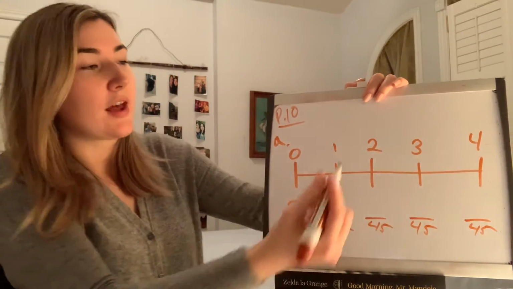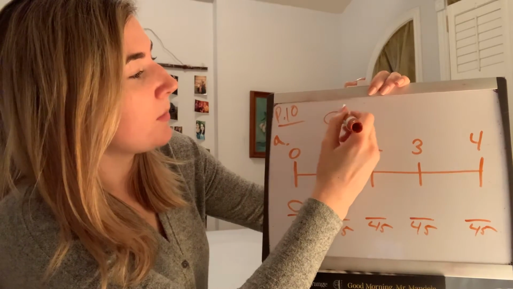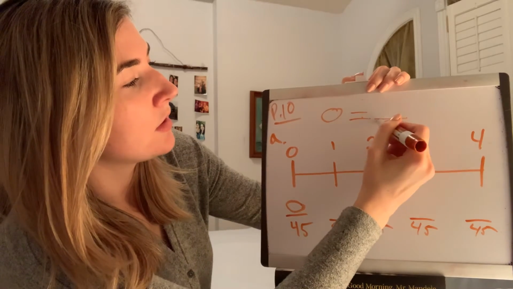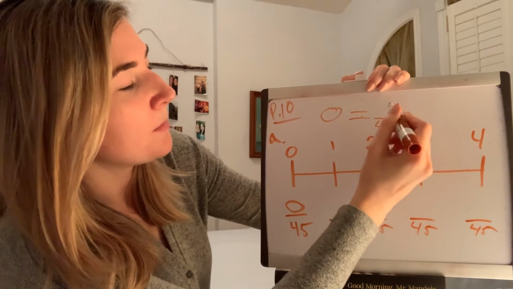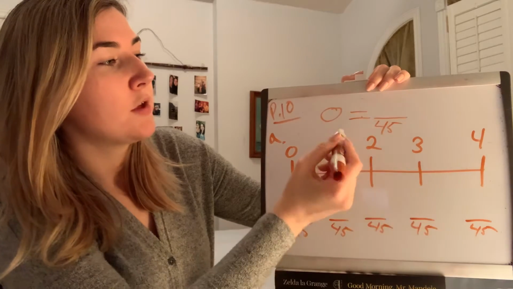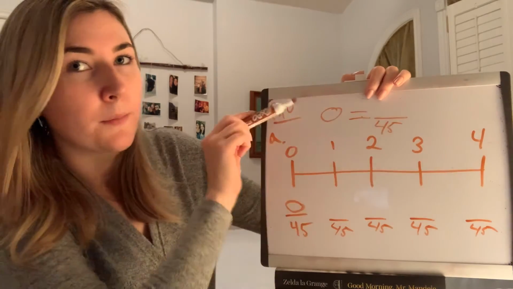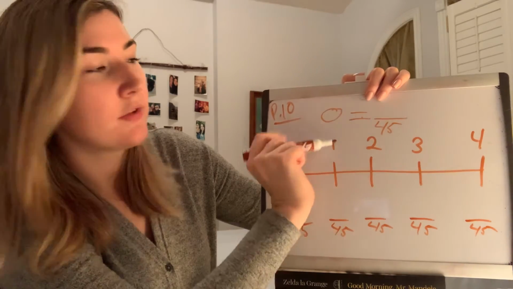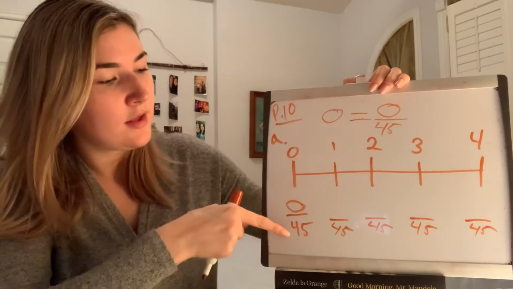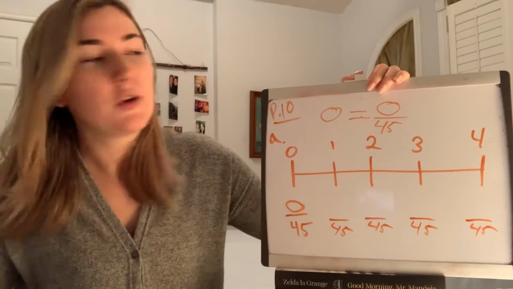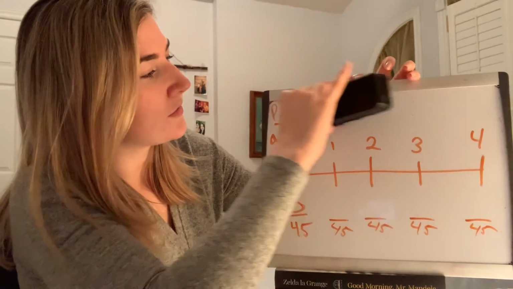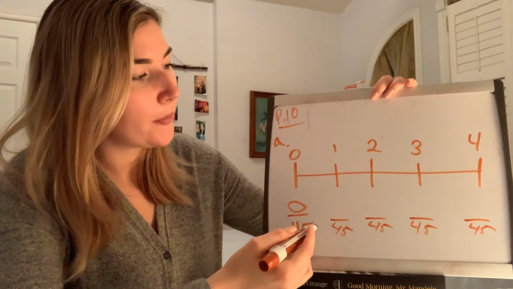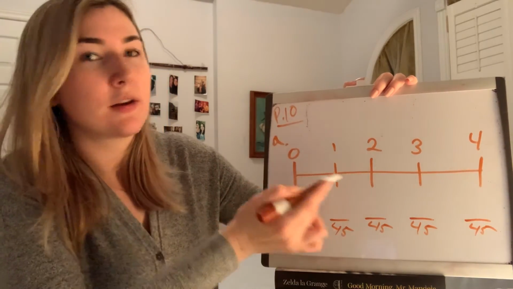A way we can figure that out is up here, we have our whole number equals our top number over our bottom number. So we know to figure out our top number, we'll multiply our whole number with our bottom number. So 0 times 45 equals 0. And there's our first fraction. So we can do that for the rest of the whole numbers as well to find out what fraction represents each whole number. So our next one, we're looking for 1.